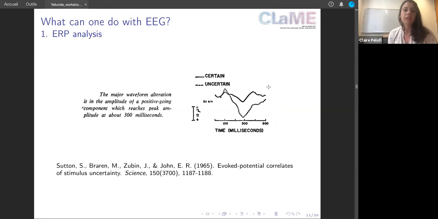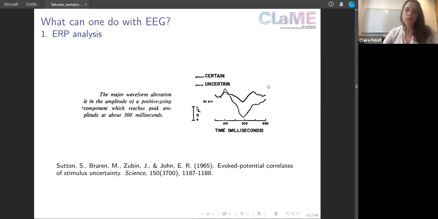So moving on to an actual example from the literature, I picked this Science paper from the 60s, which is the actual first paper that discovered the P300 ERP. So the text says the major waveform, okay, now I'm going to explain the setup, otherwise it doesn't make sense. The study was as such: you had a cue and then you had either a light stimulus or a sound stimulus. And there were two conditions, the certainty and the uncertainty trials. In the certainty trials, the cue indicated whether it was going to be light or sound for sure. And the uncertainty cue indicated that it was going to be 50-50.